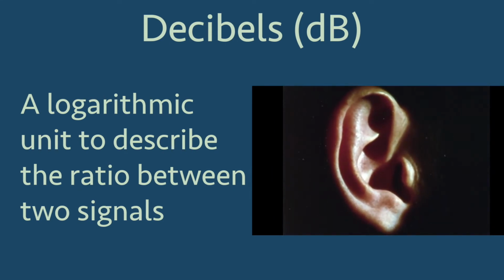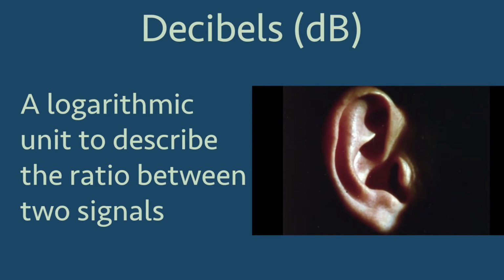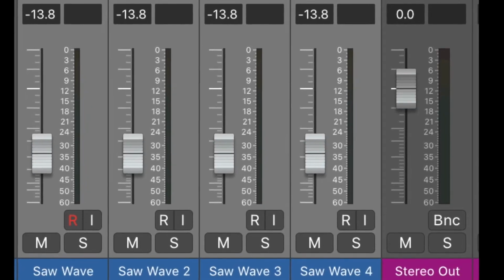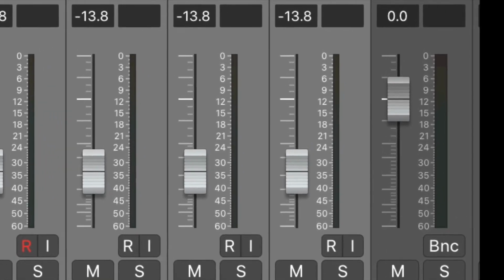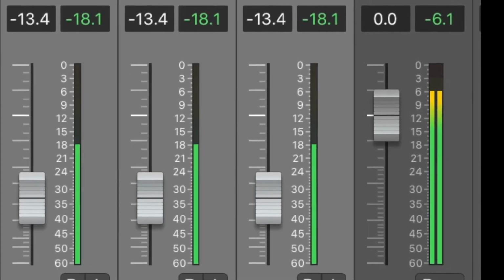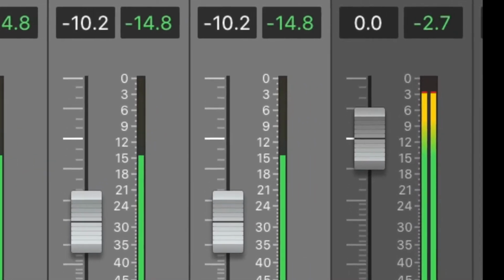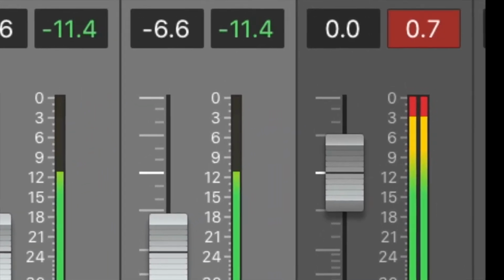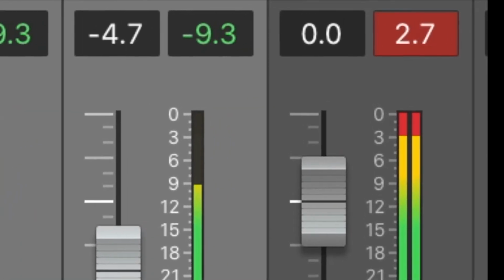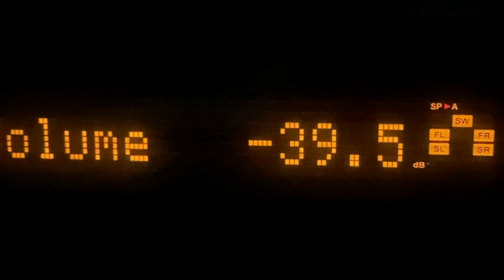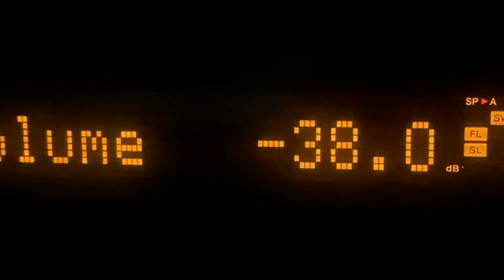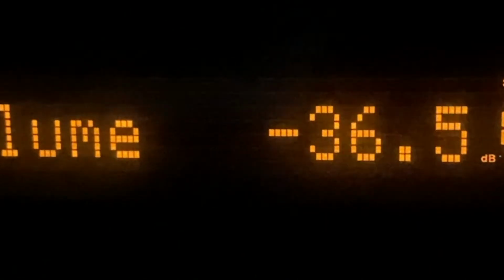For this experiment so far, we can think of decibels as a logarithmic unit used to describe the ratio between two signals. On audio mixers and home stereos, the level 0 dB is set as a threshold. If we push the volume above 0 dB, then distortion will occur. Thus, we need to set the dB level for sound sources to be below 0, using negative decibels. Some home stereos, in fact, use negative decibels to indicate volume level.